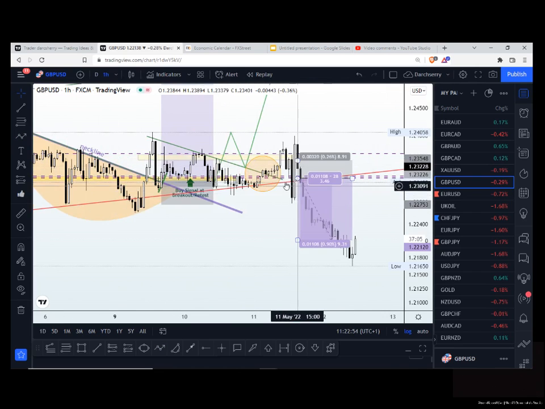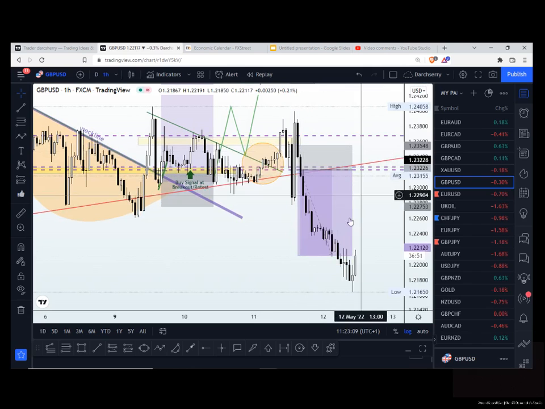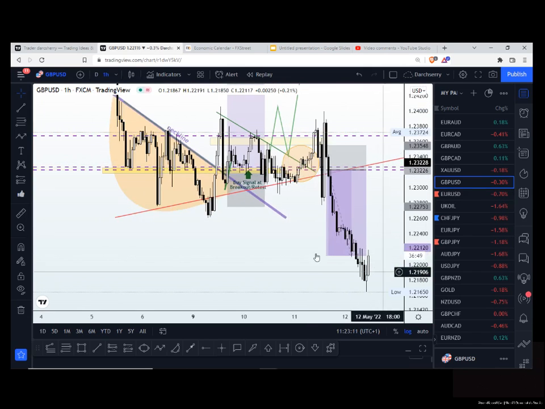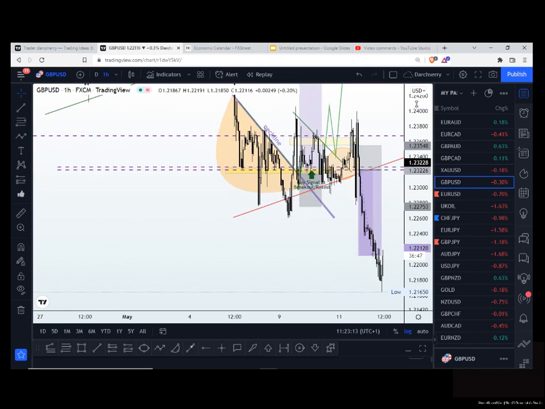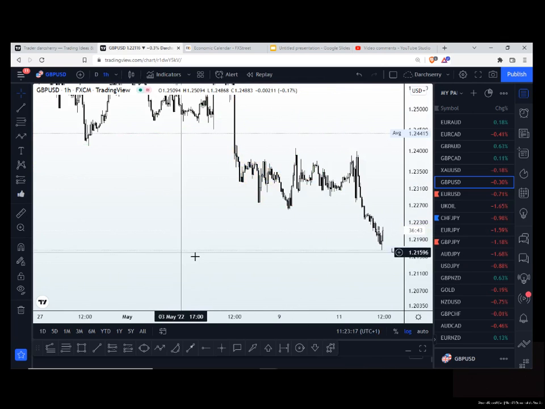So I had to reanalyze and open a sell stop order right below that trend line. And fortunately, we were able to take around 110 pips on this one yesterday. And right now, let's see what's happening on the GBP USD. Let's see what we can do on this one.